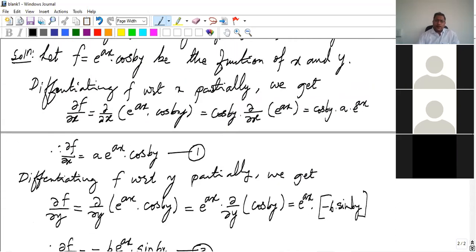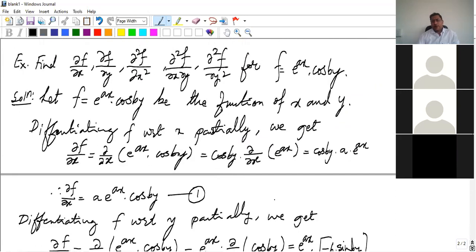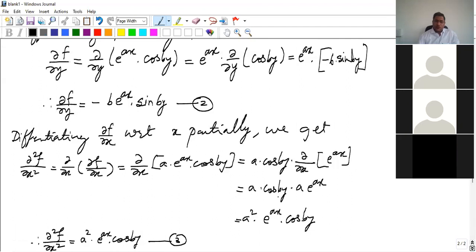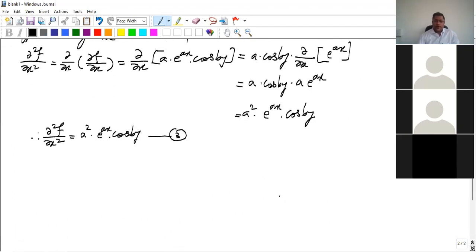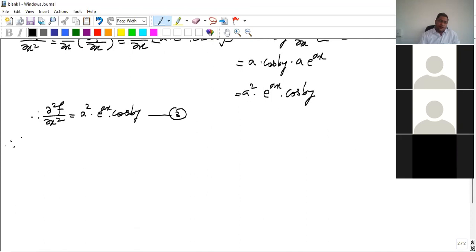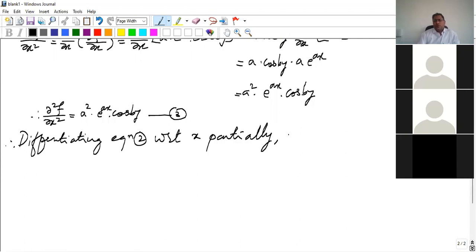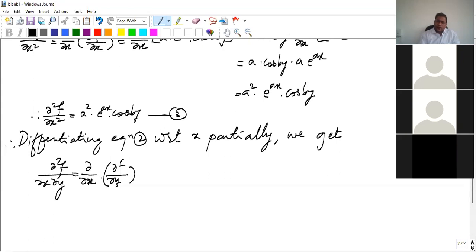Now, for the next one, we have to differentiate equation 2 with respect to x. So let us differentiate equation 2 with respect to x. Hence, differentiating equation 2 with respect to x partially, we get ∂/∂x of ∂f/∂y, and that we write as ∂²f/∂x∂y.